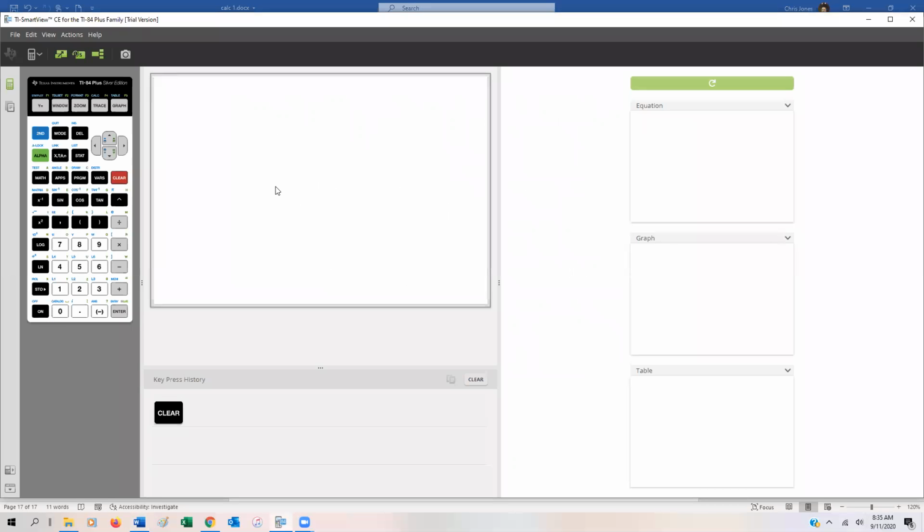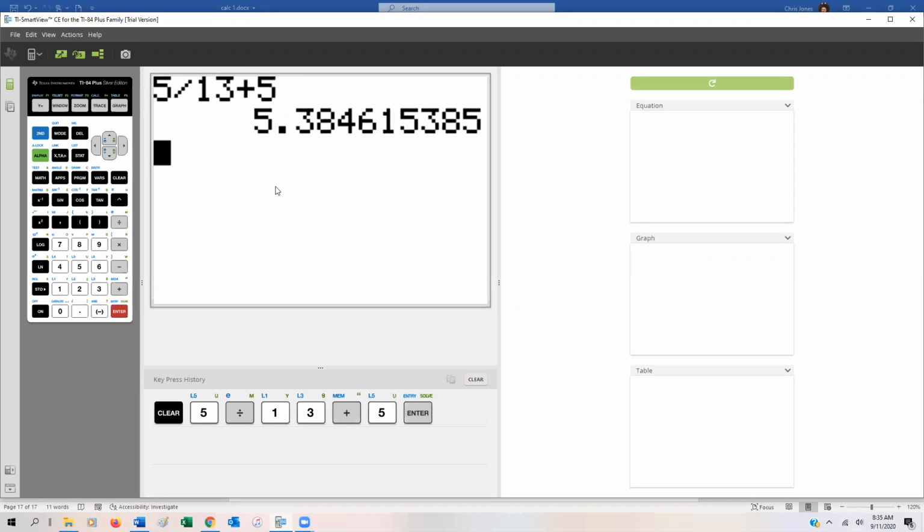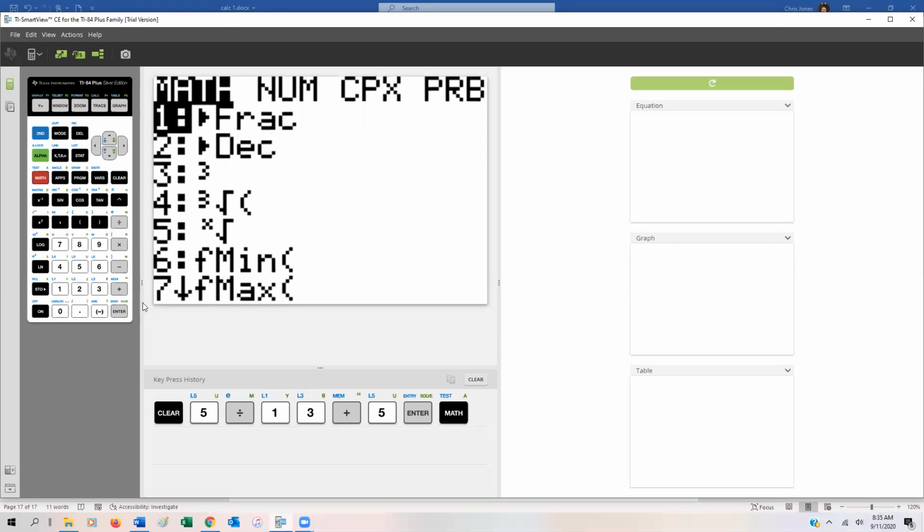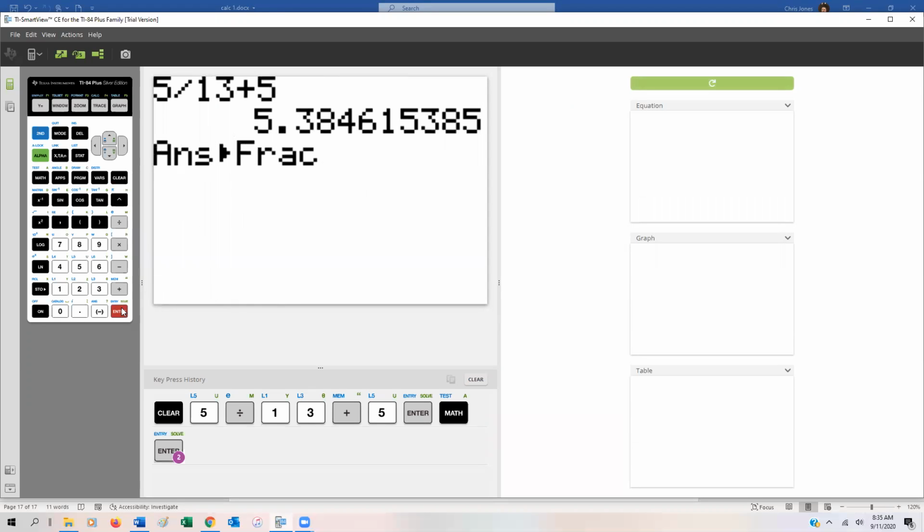What you're going to do is type in 5/13 plus 5 and hit enter. Now you're not going to enter this decimal. What you're going to do is hit math, and then enter, and then enter, and it gives you the fraction right here on your calculator. That's what MyMathLab wants. It wants it in a fraction or an exact form.